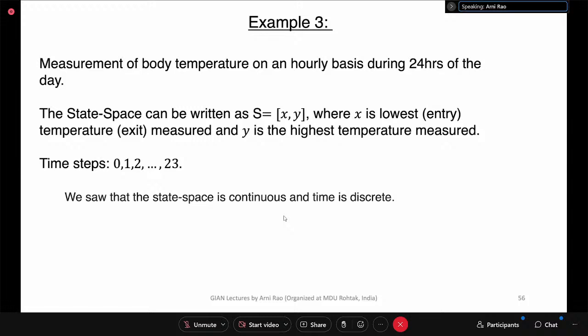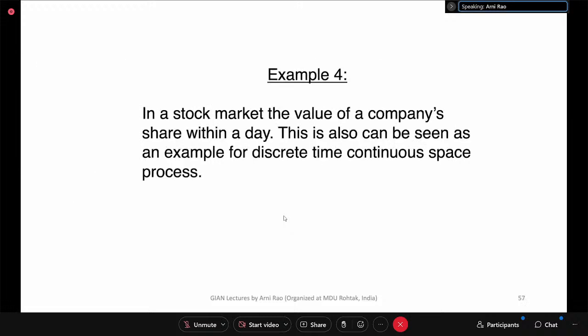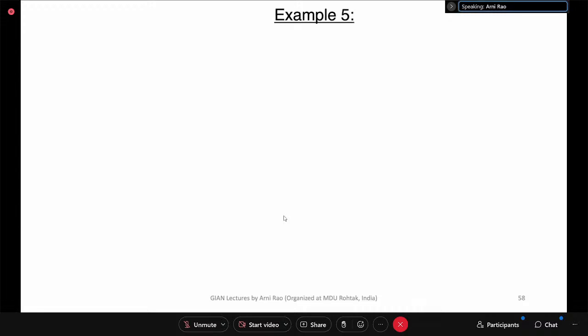In this case, you may want to build a discrete time, discrete space model, but that won't work here. Someone told a good example of blood pressure. Someone told temperature, heartbeat, or the ECG values. These are all continuous space, discrete time. And the fourth example is stock market values, share value within a day. This is again discrete time. Within a day, every 1 hour you measure, but the value of a share, the stock value, changes continuously. So again, discrete time, continuous space model.